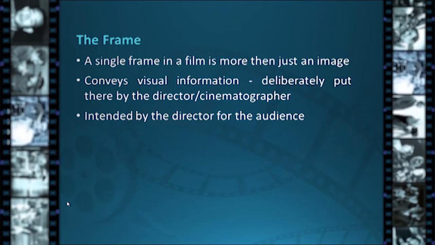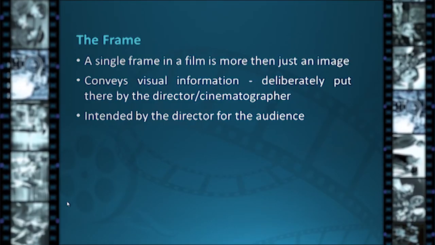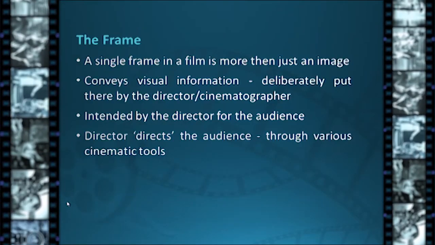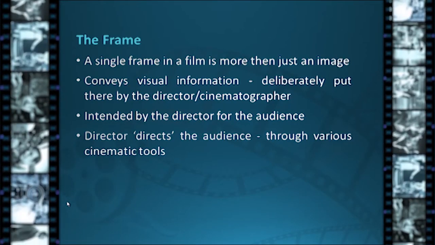Now, all the visual elements that you see, they are put in because the director intends a very specific message to be communicated to the audience. So, what does the director do? The director, through all these various visual elements, through all the grammar and syntax of cinema, directs the gaze of the audience, or directs the attention of the audience, to very specific events or to very specific objects or persons, so that the audience can look at what the director wants them to.